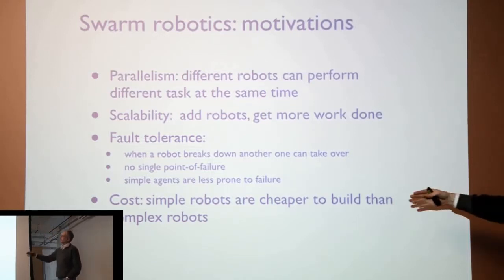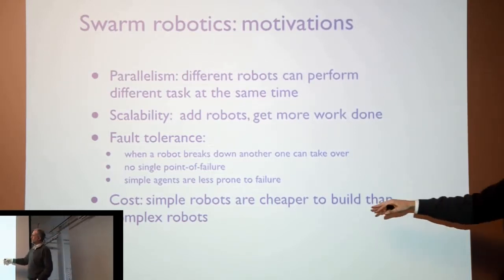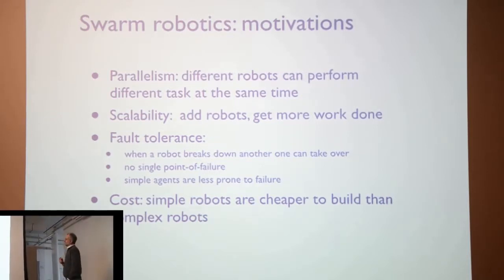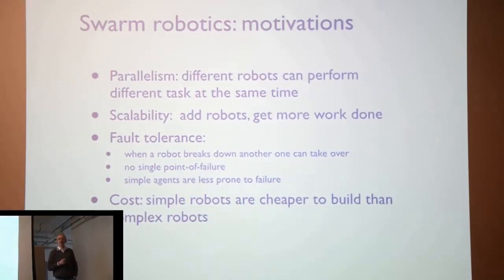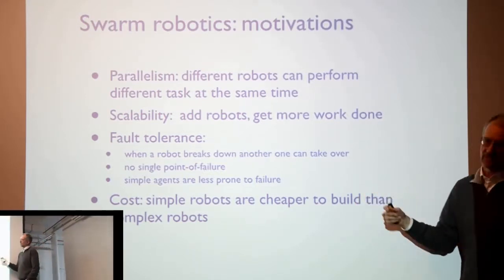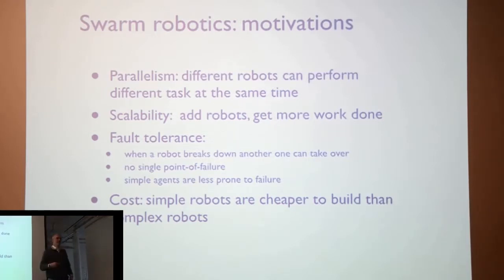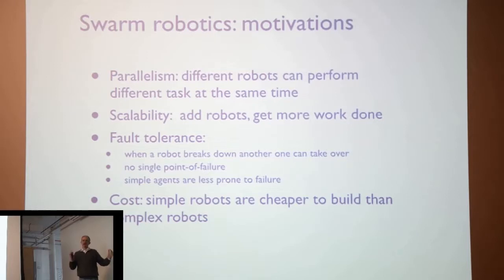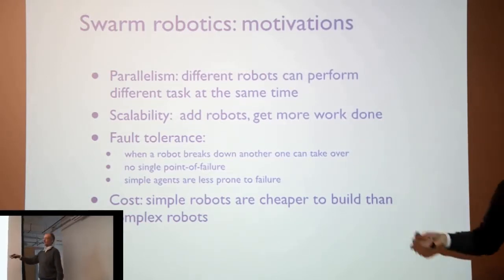And finally, the last reason why we think it is the reasonable way to go is that simple robots are cheaper to build than complex robots. This is obvious, but usually the rising cost of an artifact is more than linear in the complexity of the artifact. So the hope is that to solve a problem with a big complex robot, you would need maybe 100 small robots, but these 100 small robots will be much less expensive than the big one.